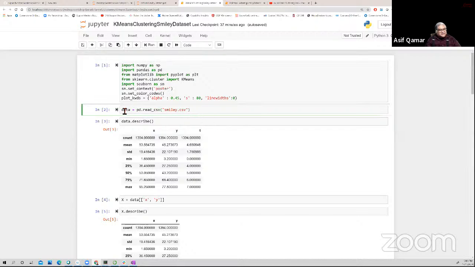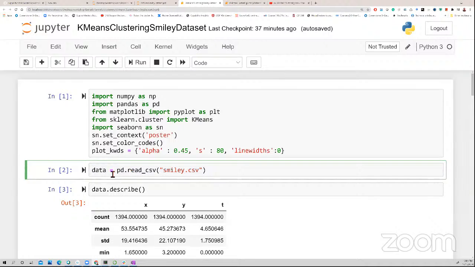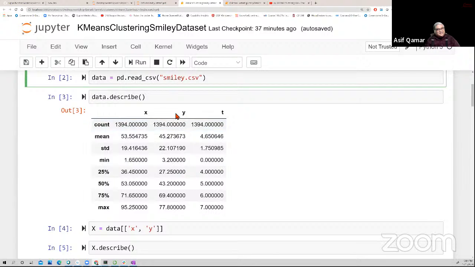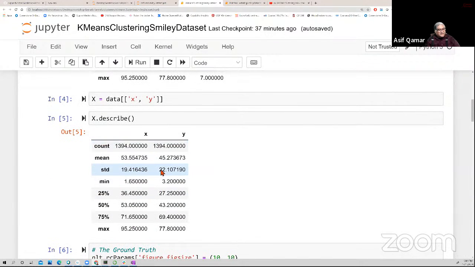So we are reading a data set. Let me make the screen a little bit bigger. Is this more readable now? Yes, sir. So what are we doing here? We are reading this smiley.csv and we look at it and we notice that there is X and Y, right? And by the way, the T here you can ignore. I've given a hint that it is the name of the cluster from 1 to 7. But the data is actually just X and Y. Remember, it's unsupervised learning. There's no label. So when you look at the data only at the X and Y, I seem to have 1394 points.